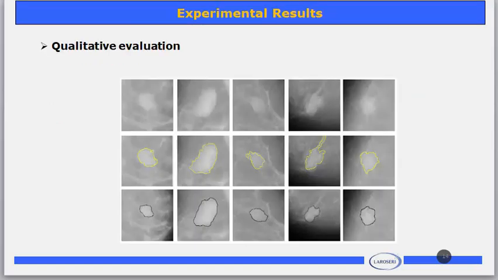As the present slide shows, we have different contours. Some are drawn by the radiologist in black, and some are drawn by our method. As you can see, the results obtained based on our method are very close to the ones drawn or given by the radiologist, which means our method is working, effective, and going in the right direction.